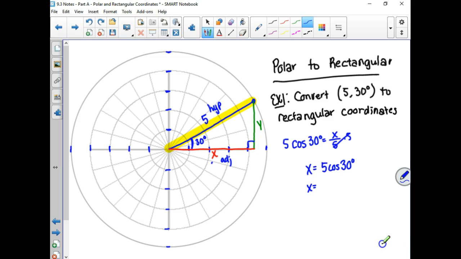And let's see, 5 cosine 30, we will get 4.330. That's our x coordinate. And that looks about right. It looks like it was somewhere between 4 and 5, right? So it looks about right.